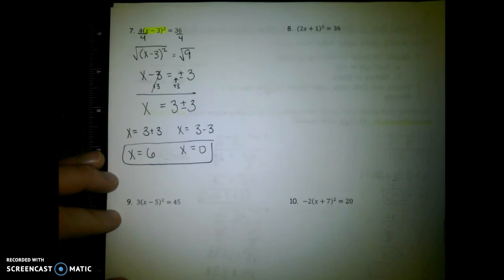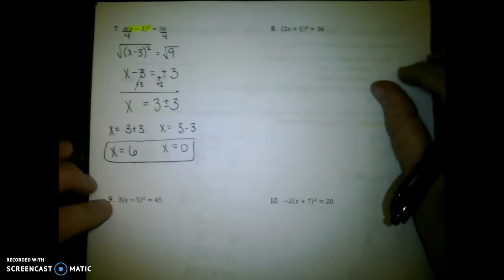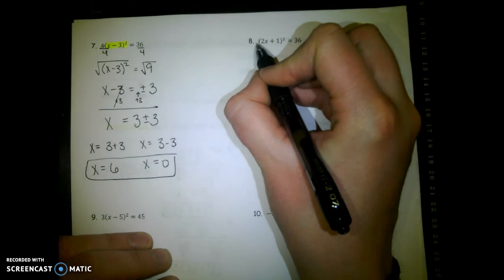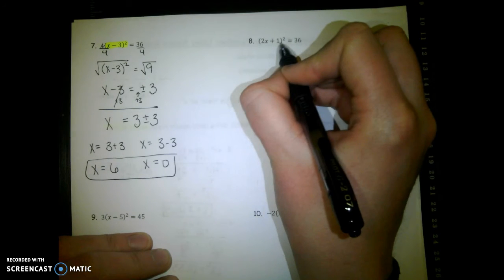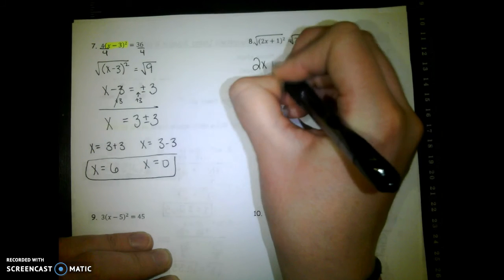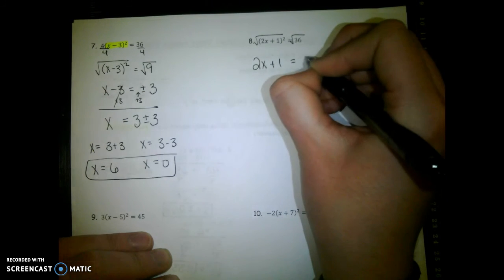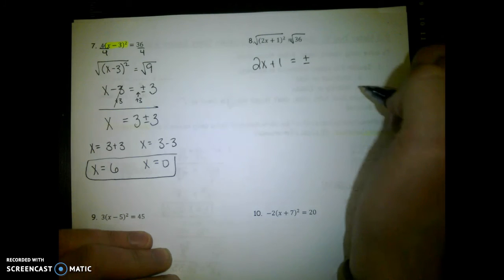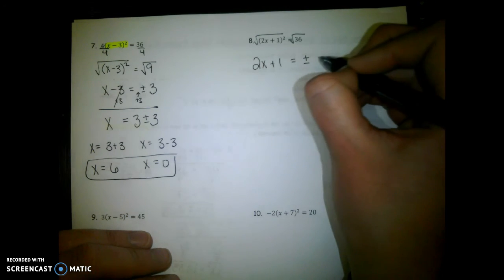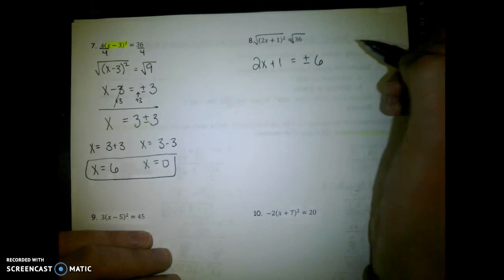Okay, I think we're going to try number 8. And then we're going to try number 10, and then I think we'll be good. And if Miss Clary wants to go through number 9 with you, she will. So this one, there's nothing in front, nothing after, so I'm going to go ahead and square root both sides. Don't forget your plus minus. The square root of 36, punch it into your calculator if you need to, is 6.